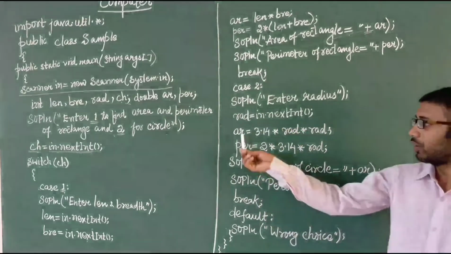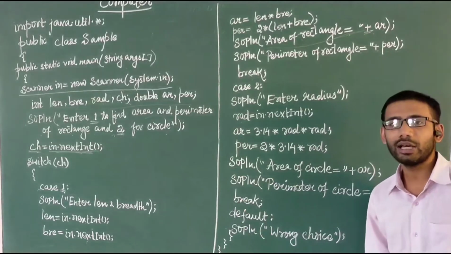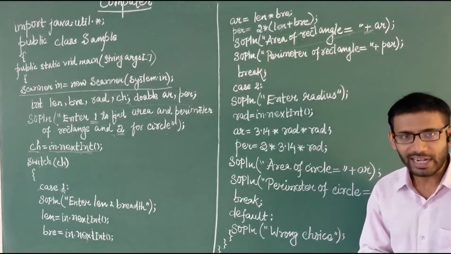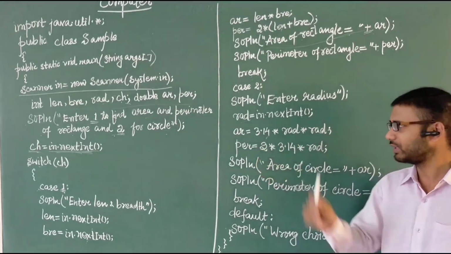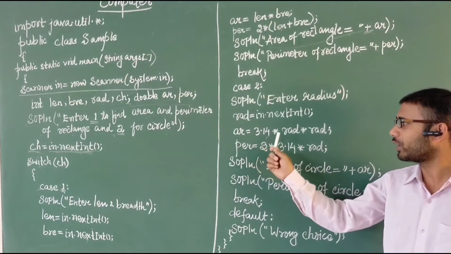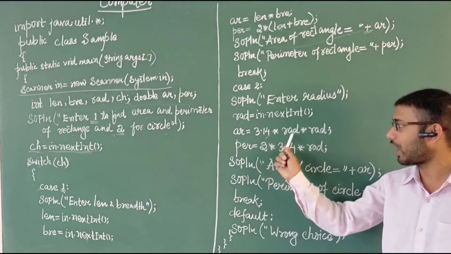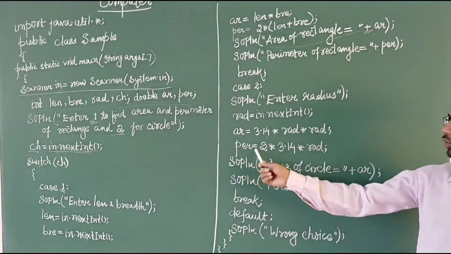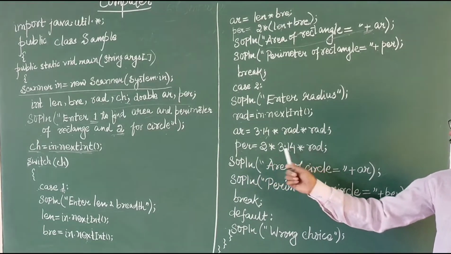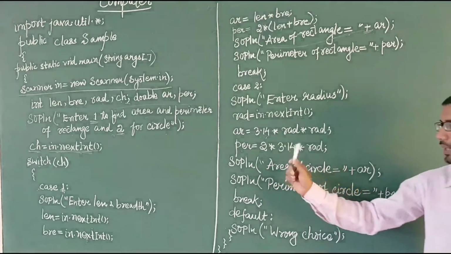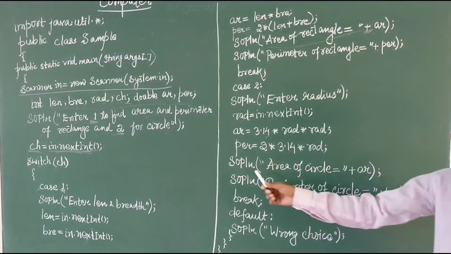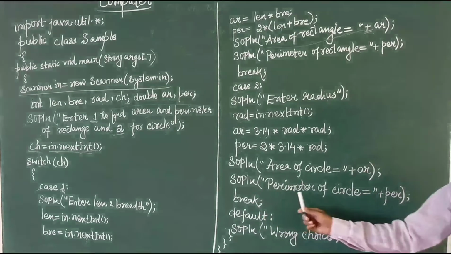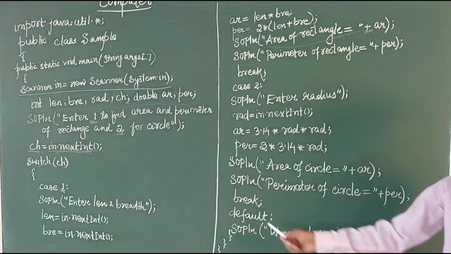After that, what do we know? The formula to find out the area of a circle is pi r square, and the value of pi is 22 by 7. That means how much? 3.14, isn't it? So area is equal to 3.14 into rad, that means pi r square. Clear? Again, perimeter is equal to 2 into pi into r. Formula is 2 pi r to find out the perimeter or circumference. After that, System.out.println "area of circle is equal to" plus ar, and System.out.println "perimeter of circle is equal to" plus ba. After that, again break.